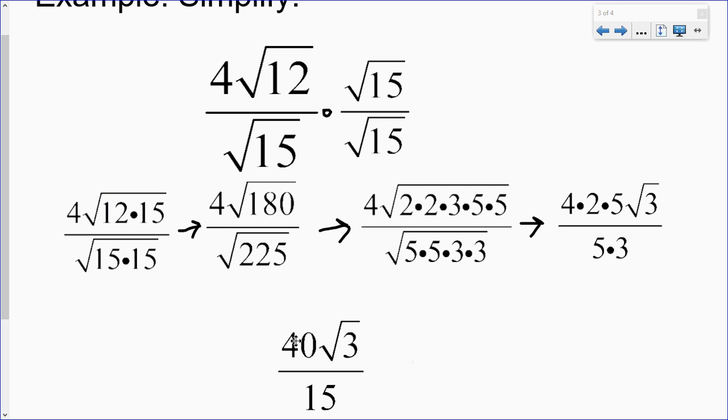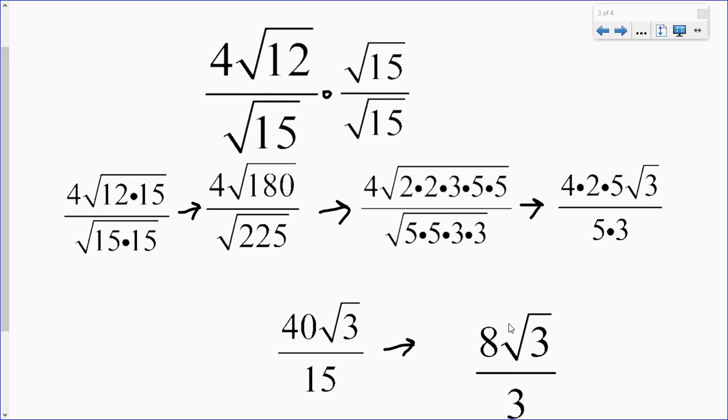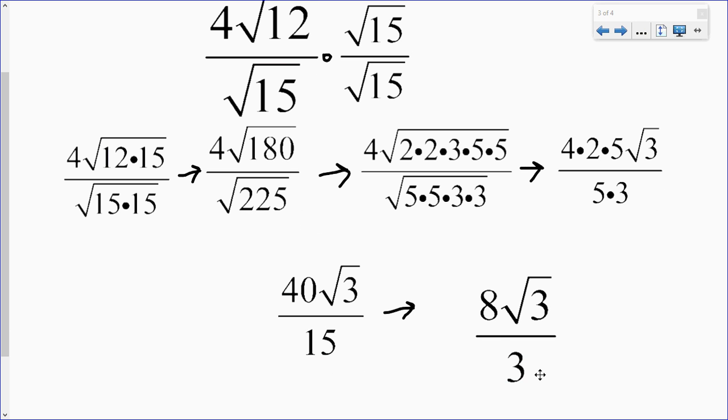And then we go ahead and simplify this fraction part. So 40 over 15, simplify that fraction. You get 8 over 3 for the fraction part. So it's 8 square root of 3 over 3. And that is my simplified form. That's when I rationalize the denominator. And I know I did it right because I don't have a radical in the denominator anymore, so I'm good.